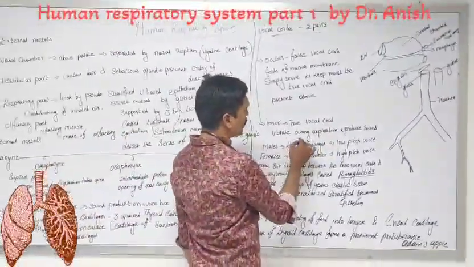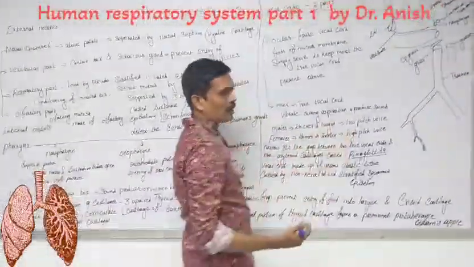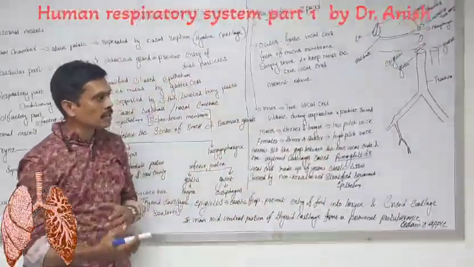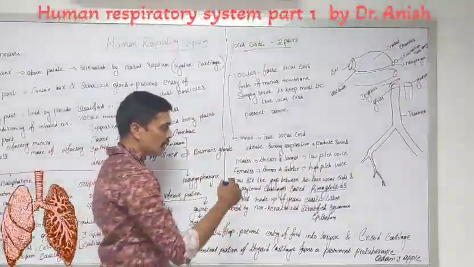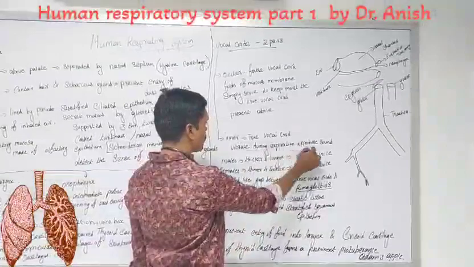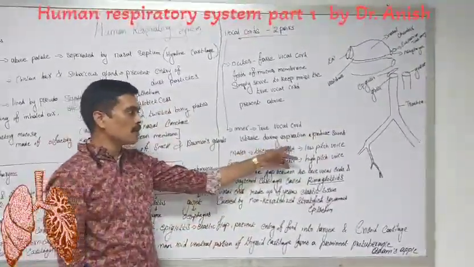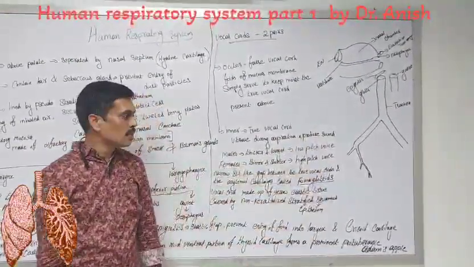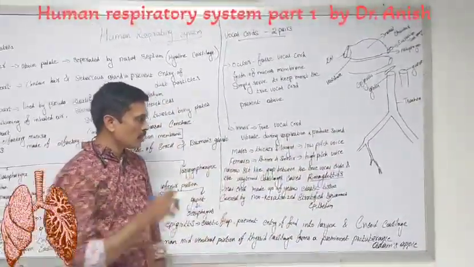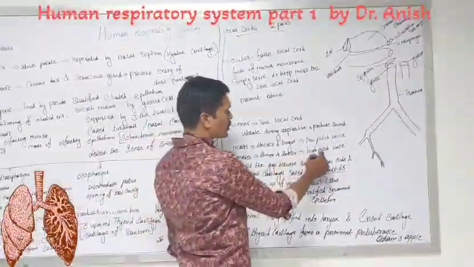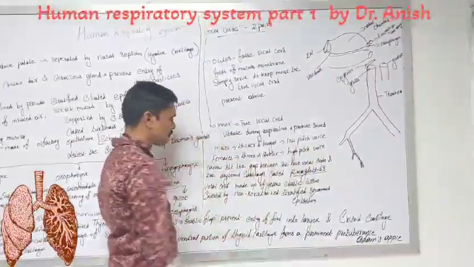The true vocal cords vibrate during expiration. While inhalation and exhalation happen, during expiration the air is coming out, and at that time they vibrate and produce sound. In the case of males, the vocal cords are thicker and longer, so they produce a low pitch voice. In the case of females, they are thinner and shorter, so they produce a high pitch voice.